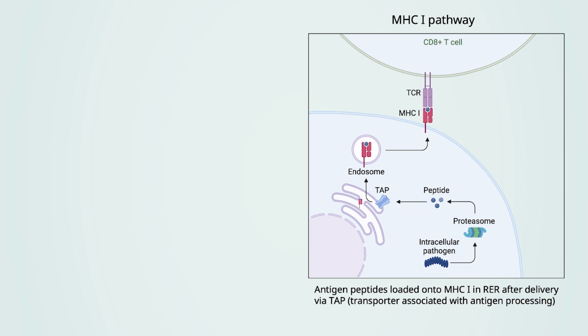All right. So when a cell is infected by a pathogen, it has different antigens, right? These antigens are proteins, which are cleaved by the proteasome into small peptides, right? The larger proteins are cleaved by the proteasome into small peptides. Now, these peptides are loaded into the rough endoplasmic reticulum via TAP, which is the transporter associated with antigen processing.